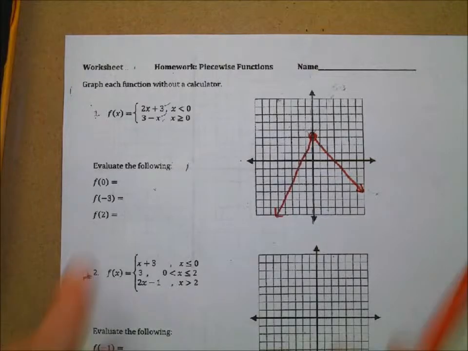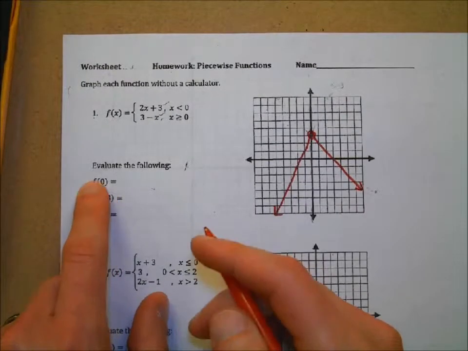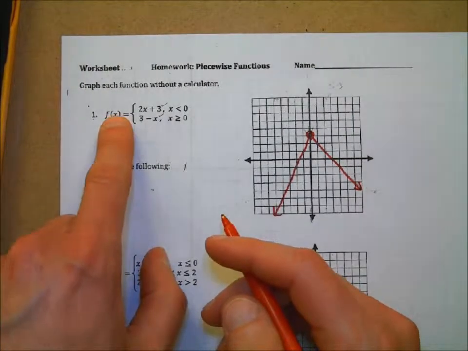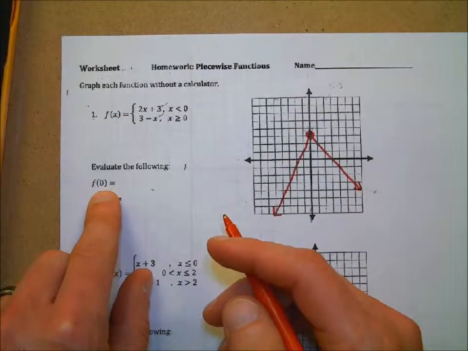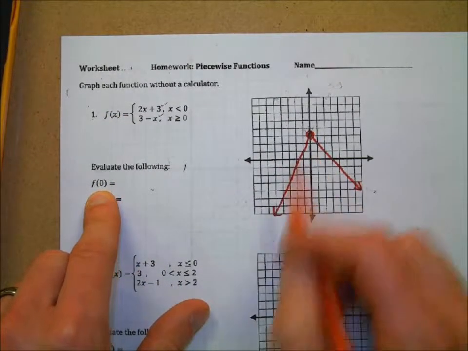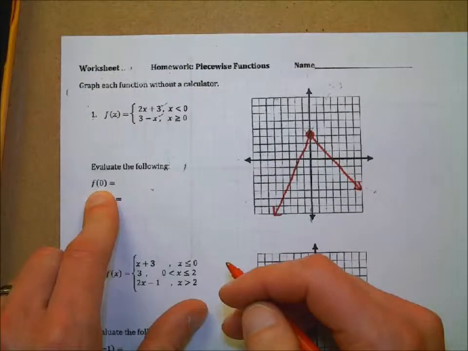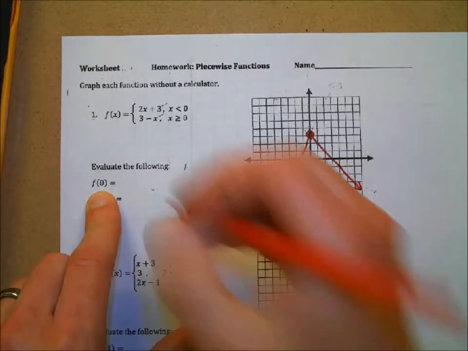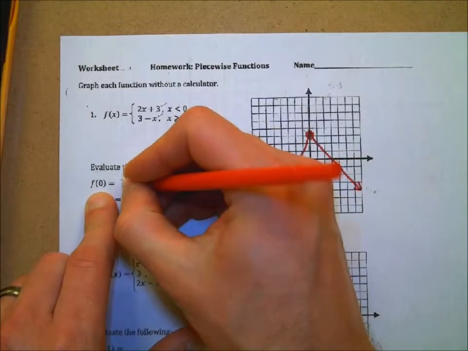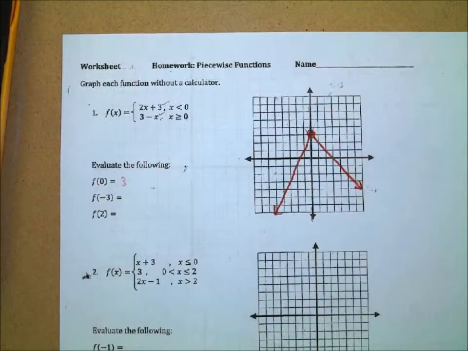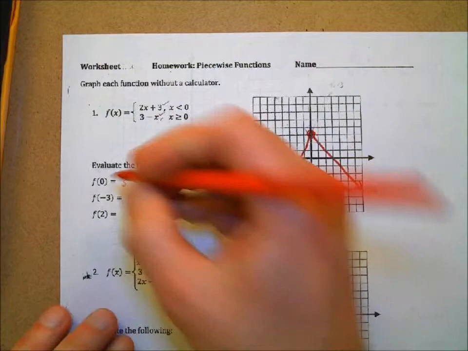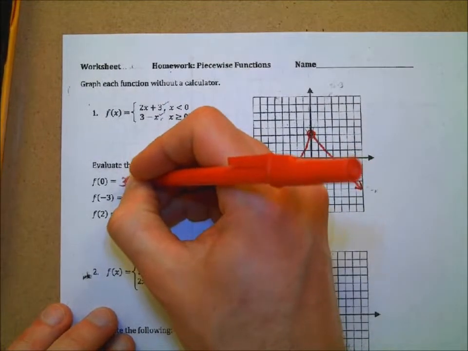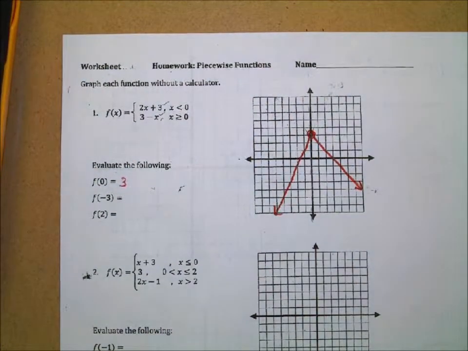Okay, so we're going to evaluate the function now. So f of 0. You notice here that x is replaced by 0. So what is the value of our function at 0? It's 3. Okay, there's 2 ways to go about doing this.